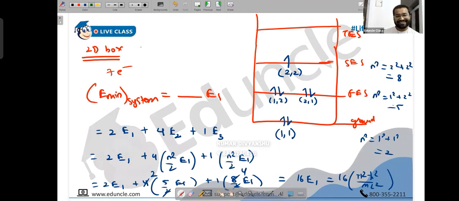Next, do the same question for 7 bosons. What will the answer be? 7 bosons, that will come in just one level, 7 E1. All of them can be in the ground state, Pauli's exclusion is not valid for them. Write down, 7 bosons, the answer will be 7 E1 directly, all of them can be in the ground state.